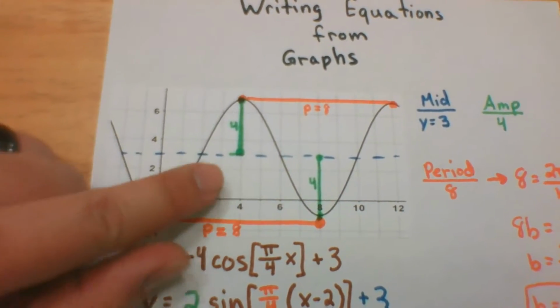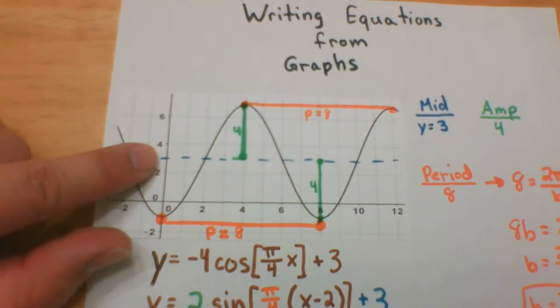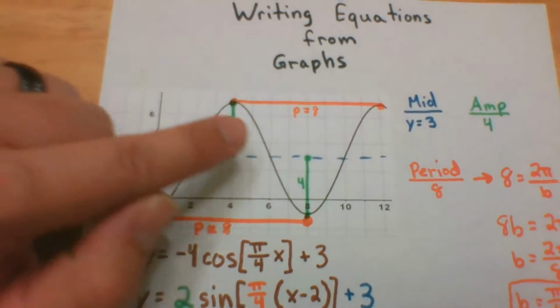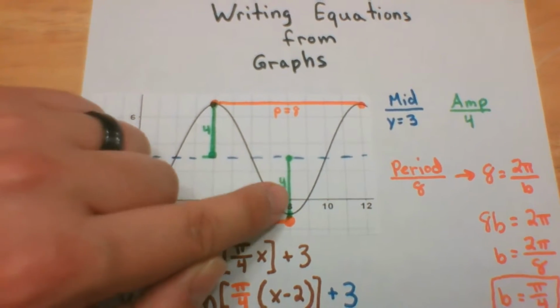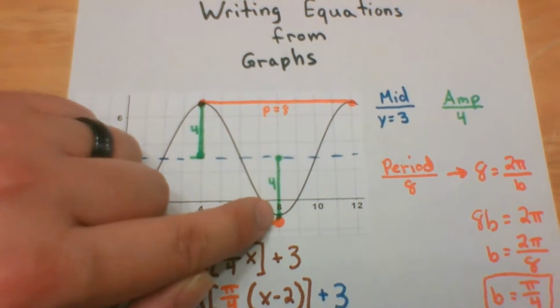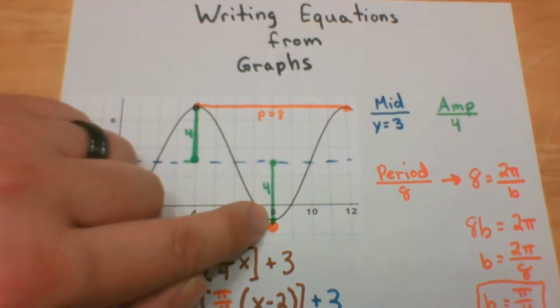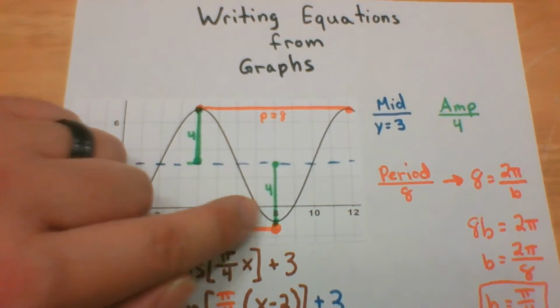So here I was able to count that. That distance is 4. From 3 all the way up to what looks like 7 is 4. You can also count the amplitude from the middle to the bottom, same distance. All right, the next thing we want to take a look at is the period.